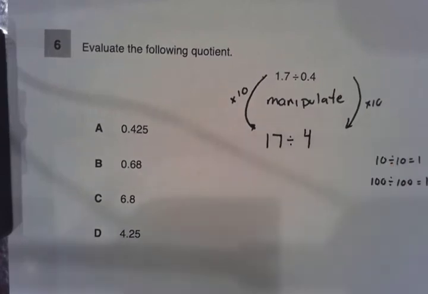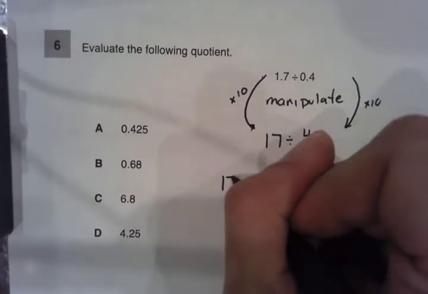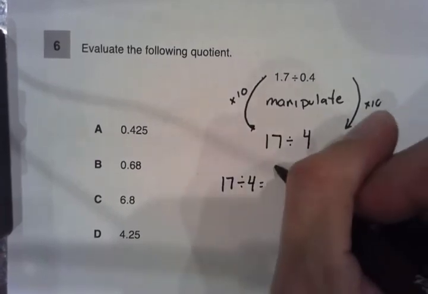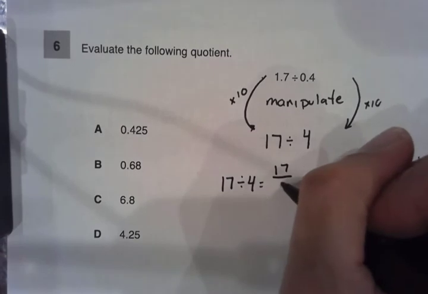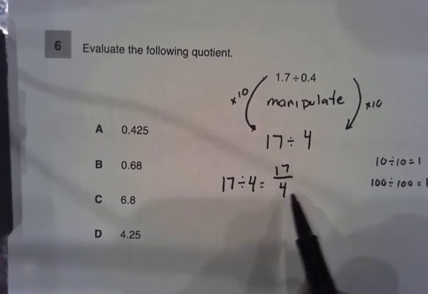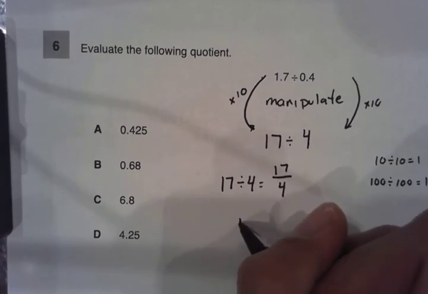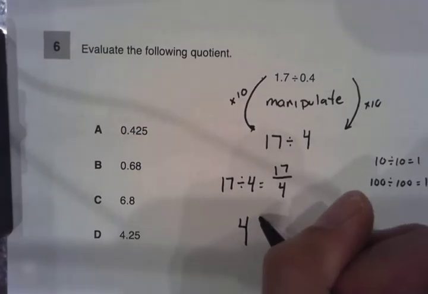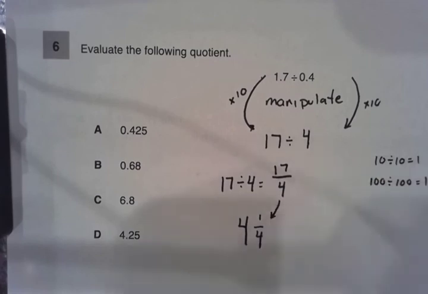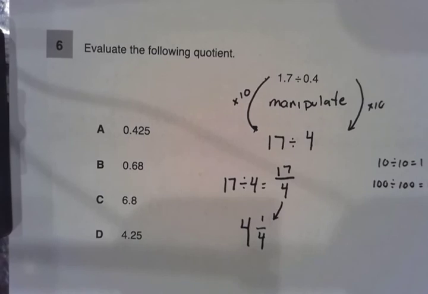This division sign is the same as a fraction sign. So 17 divided by 4 is the same as 17 over 4. And then from there, we could turn 17 over 4 from an improper fraction to a mixed fraction. Well, I know 4 goes into 17 4 times, so I know I'm going to have 4 wholes and 1 left over. So 17 fourths is the same as 4 and 1/4.